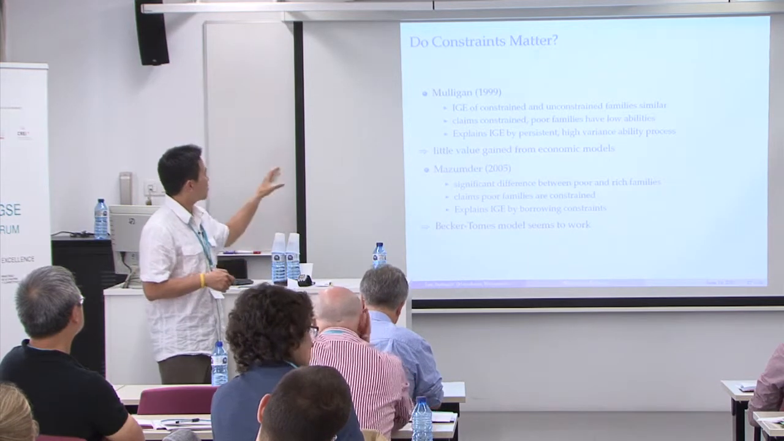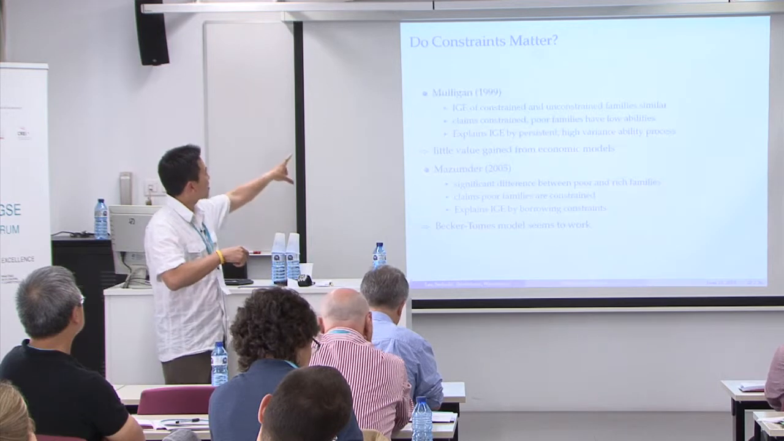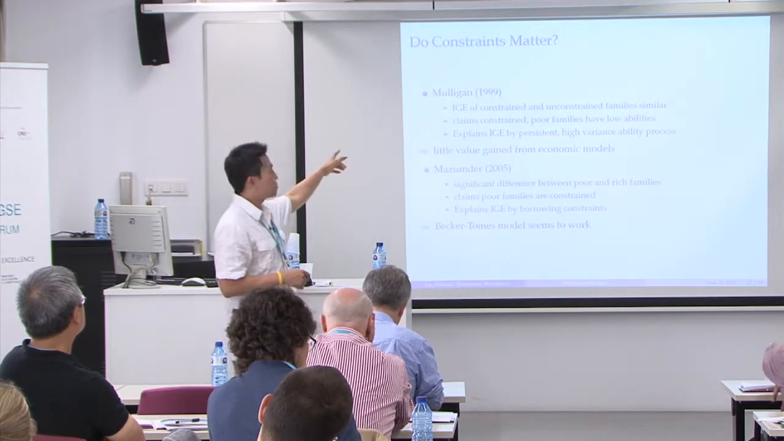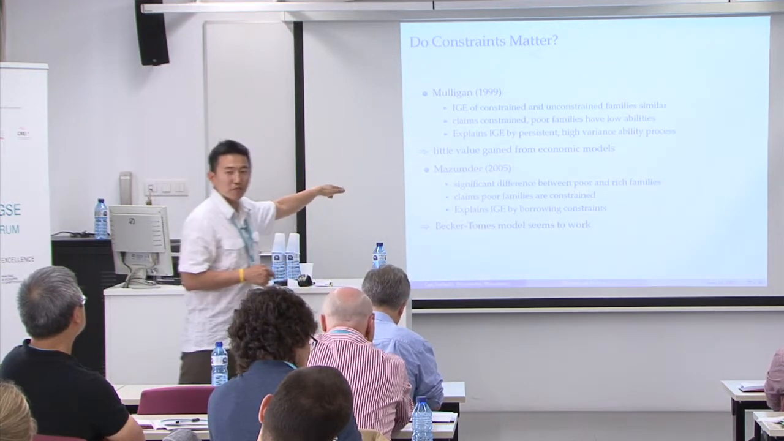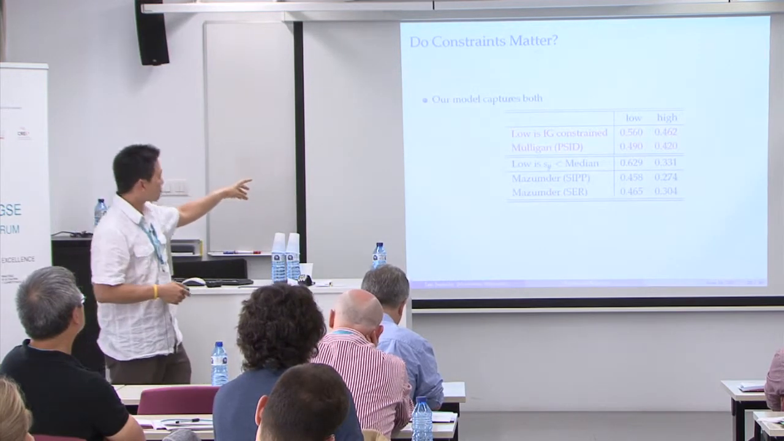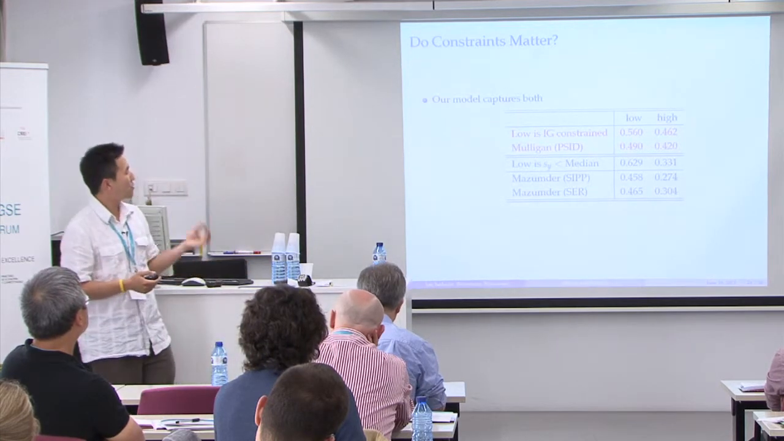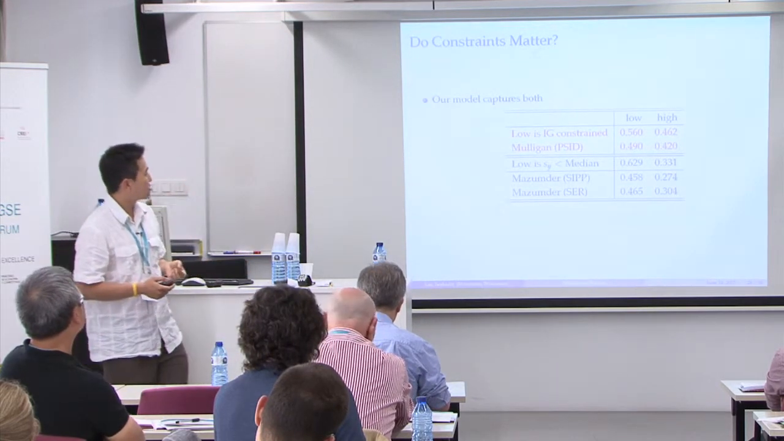Okay? So they have seemingly conflicting views, but basically our intuition is that Mulligan was looking at old guys and Mazumder was looking at young guys. So what we have in our model is that we can account for both. This was not targeted, so we're not trying to hit those numbers by Mulligan or Mazumder.